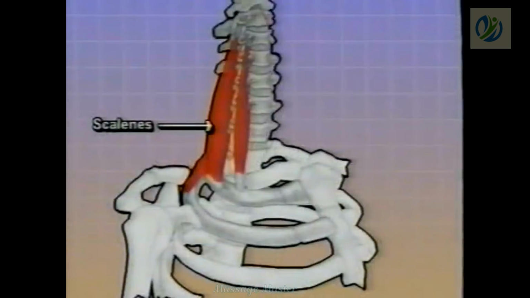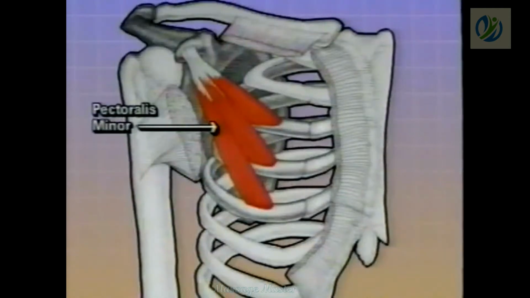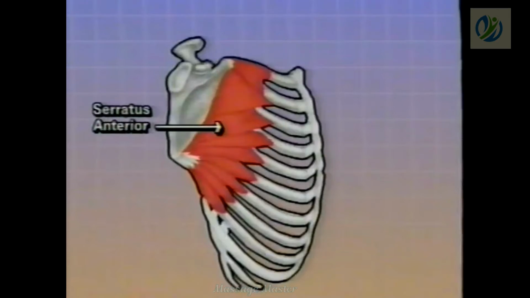We have three muscle groups that we will use. The first is a scalene group that will elevate the first and second rib. The second muscle is the pectoralis minor and some fibers of the major, but primarily the minor, to treat ribs 3, 4, and 5. And then we will use the serratus anterior for 6, 7, 8, and 9.